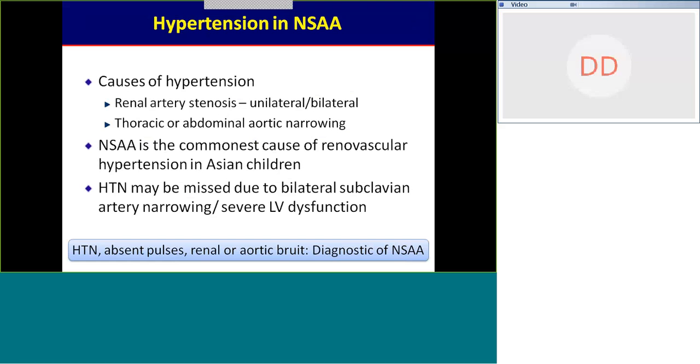Therefore, you take the blood pressure in the upper limb and you don't pick it up because the subclavian is involved, and therefore the pressures are not high. Sometimes severe left ventricular dysfunction, almost like a cardiomyopathy picture, may suppress blood pressure, and therefore you may not pick up hypertension in those cases. But I think if you have hypertension along with absence of pulses, renal bruit or aortic bruit, it is almost diagnostic of non-specific aortoarteritis, and there is really no other diagnosis, at least in children under 20-30 years of age.